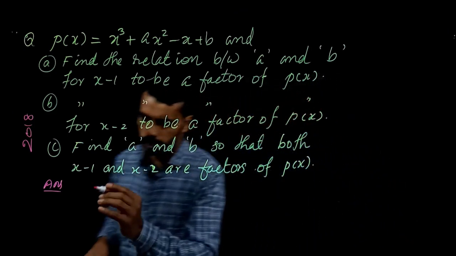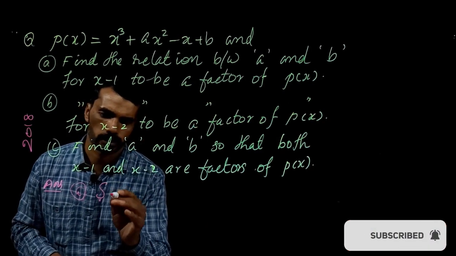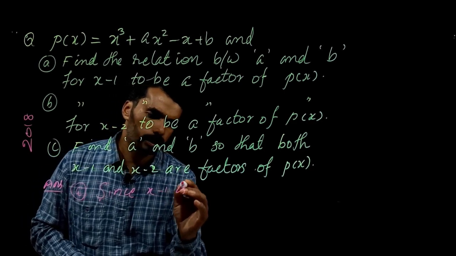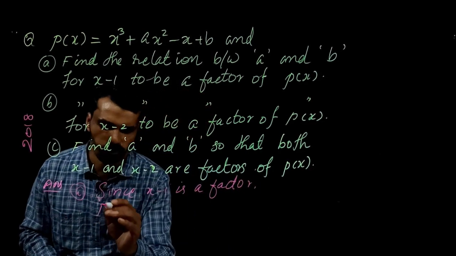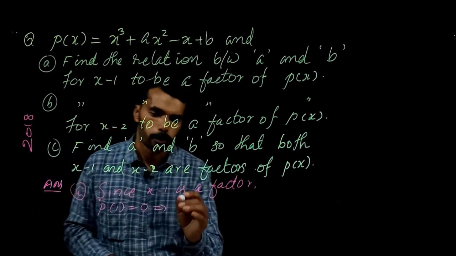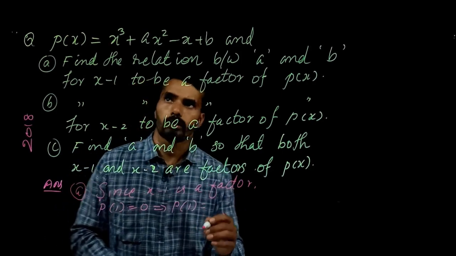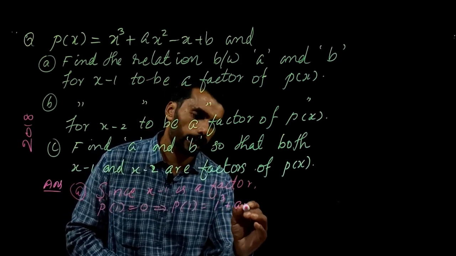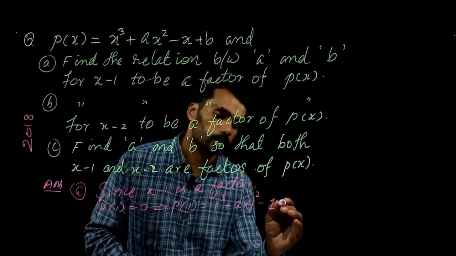So for the first one, given that since x minus 1 is a factor, then p of 1 is equal to 0, which implies p of 1 is equal to 1 cube plus a into 1 square minus 1 plus b.